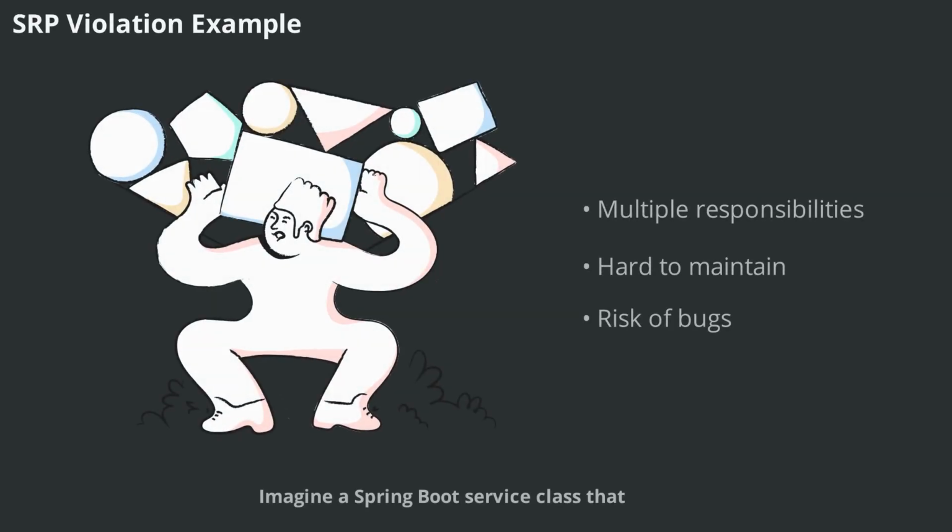Imagine a Spring Boot service class that manages both user operations and notification logic. This class now has 2 reasons to change: updates to user management or changes in notification handling. Such a design violates SRP, making the code harder to maintain. If either responsibility changes, you risk breaking unrelated functionality. This example highlights why it's important to separate concerns early in your design.